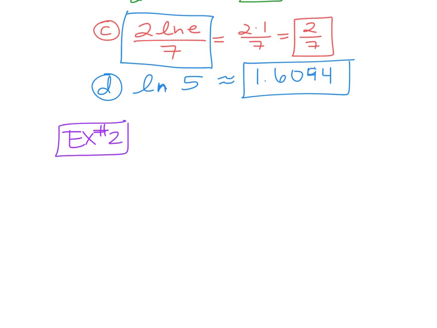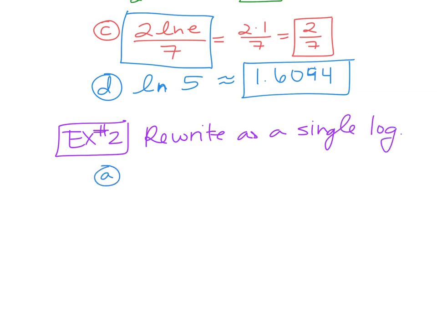We are going to rewrite these as a single log. Okay? First one. Let's say we have 2 times the natural log of 3 minus the natural log of 10. Okay?